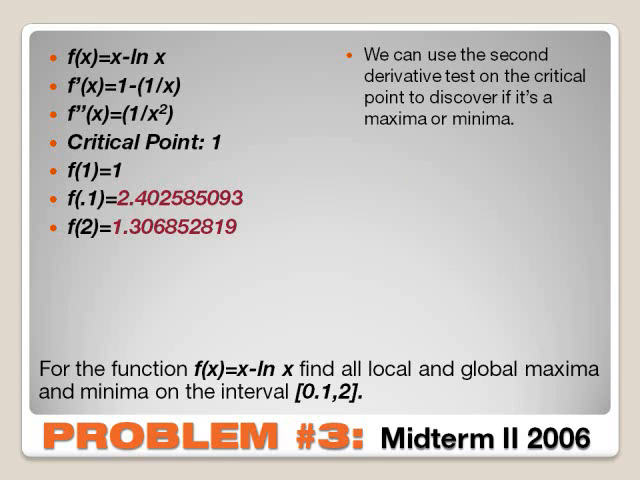Next, we can use the second derivative test on the critical point to discover if it's a minima or a maxima. The result is a positive 1. Because it's positive, we know now that the critical point 1 is a minima.